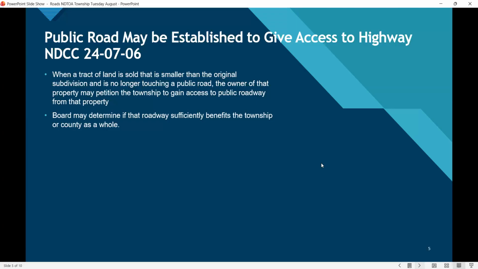Are you saying that if you had, like you said, 10 acres in the middle of a section or a quarter section, and it's not touching a section line, the township can grant permission for them to make a road across somebody else's land?